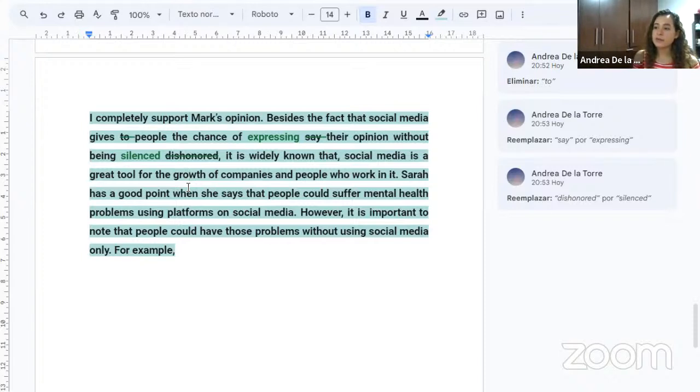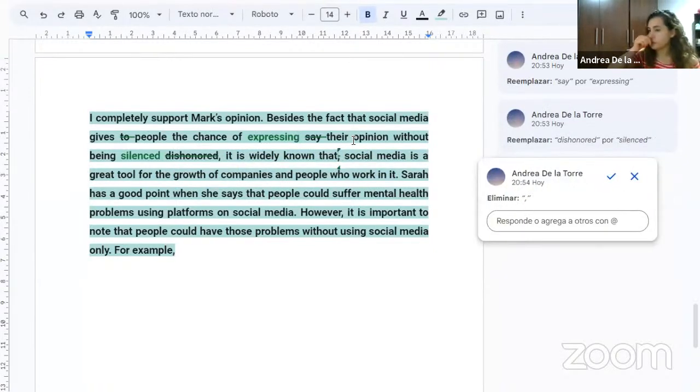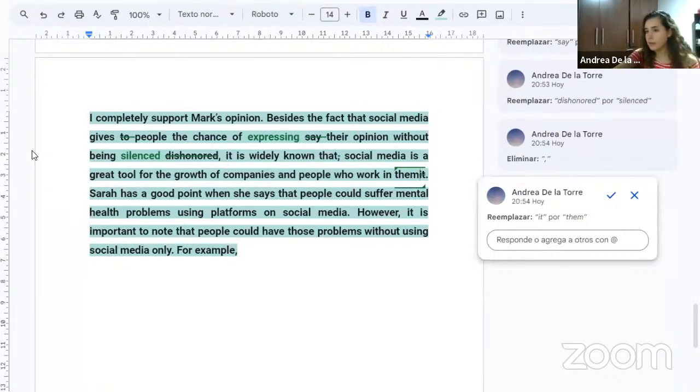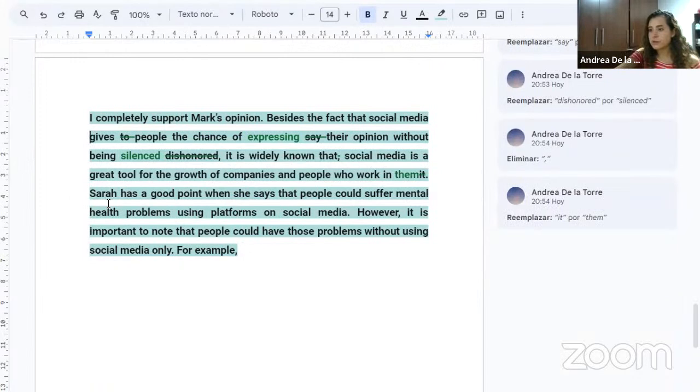It is widely known that social media is a great tool for the growth of companies and people who work in them. Perfect, muy bien. Es una idea original, no lo mencionaron ni Mark ni nadie más. Y me parece interesante que nos enfoquemos en otro contexto, ¿no? Ya no hablemos de comunicación, sino de compañías. Social media is a great tool for the growth of companies and for people who work in them. When you work in companies, you're at them. Muy bien. Perfect. Nothing to say there.